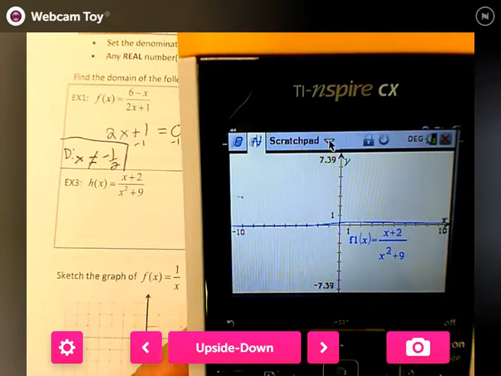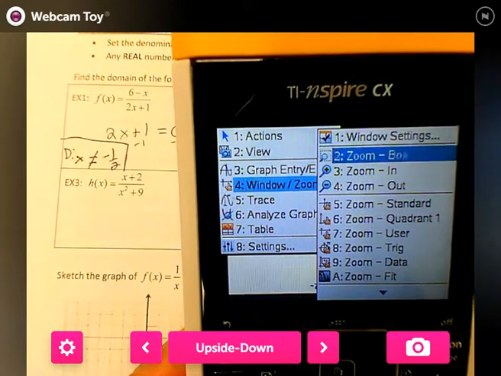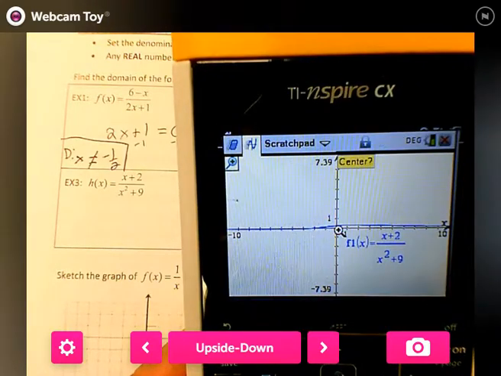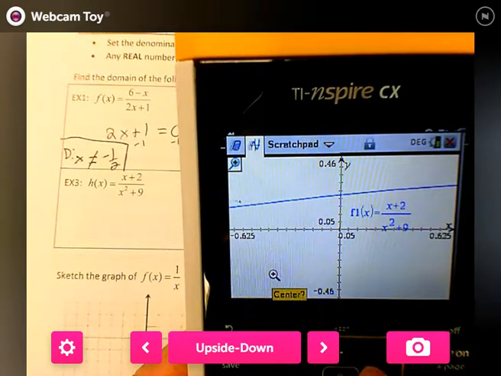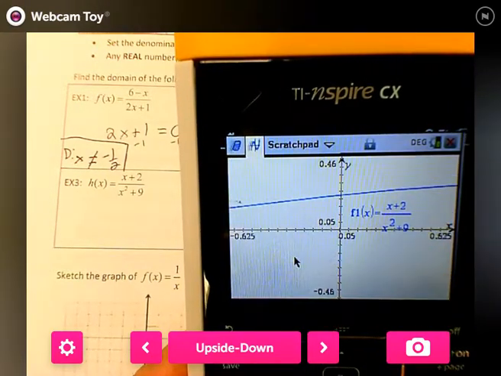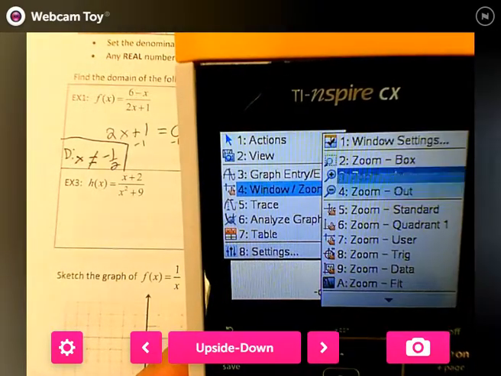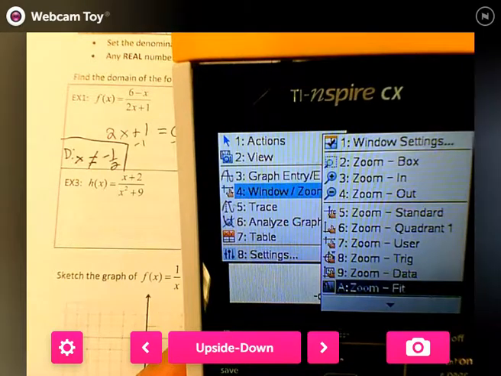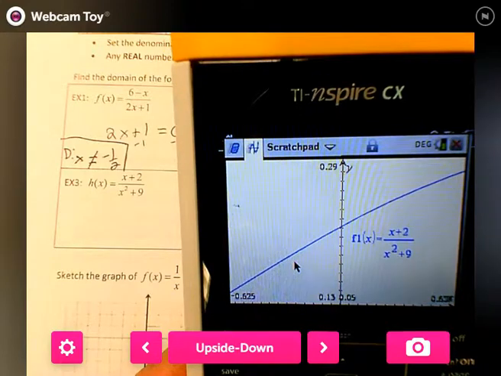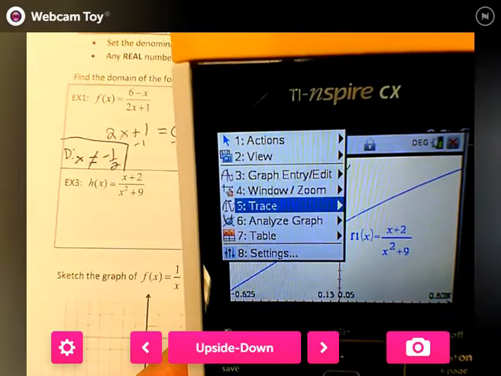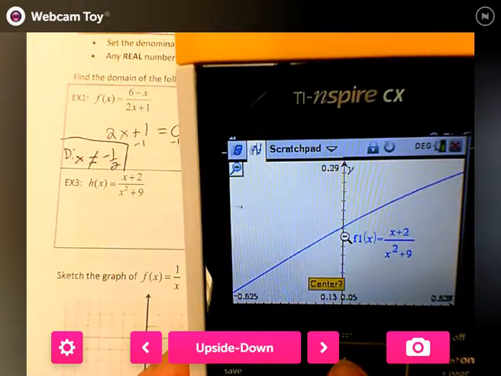Okay, now I'm just going to hit Menu and I'm just going to zoom in, so we can see this. Okay, and we can hit Zoom Fit if you want. And it looks a little bit different. Just an idea of where that zoom is. And we can even go back to zoom out so you can see it a little bit better.